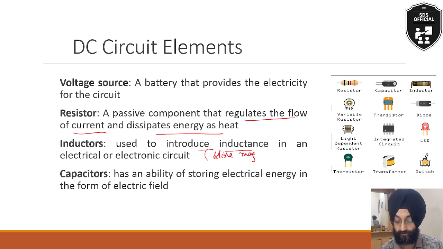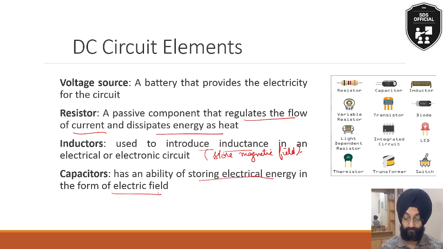They store energy in the form of magnetic field. Okay. Now, capacitors, they have the ability of storing electrical energy in the form of electrical field. So both of them have their own respective operations and are used for different purposes in the various DC circuits. These are the diagrams on your right hand side.